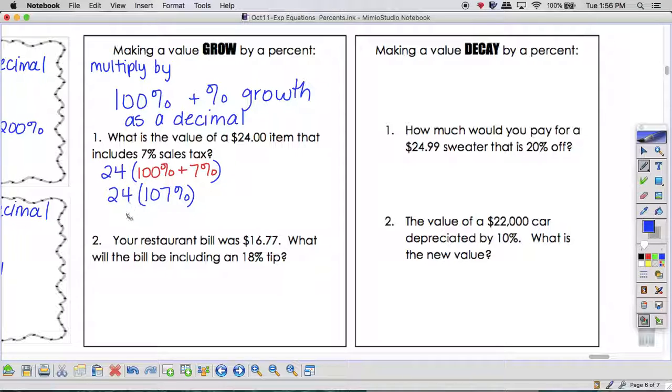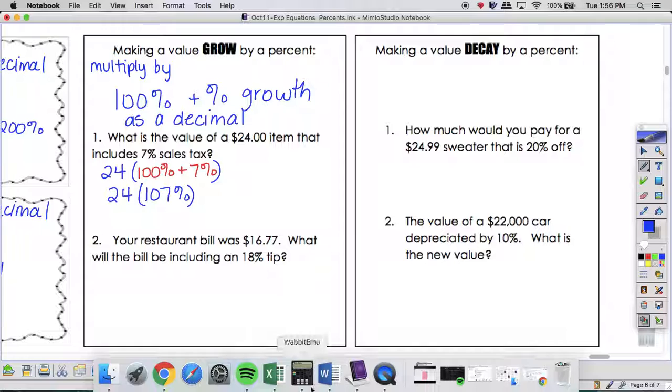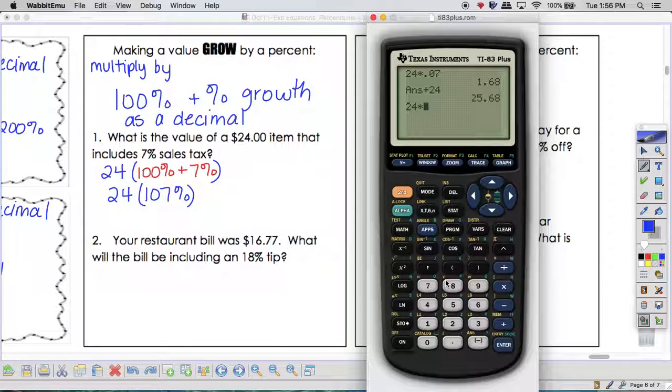Okay. Now you cannot type a percent sign into the calculator. Unfortunately, you cannot type a percent sign into the calculator. So in order to type this into the calculator, we're going to have to take away Beyonce here, the percent sign, and we're going to have to move the decimal to the left twice. So in order for something to get 7% bigger, I can multiply by 1.07.